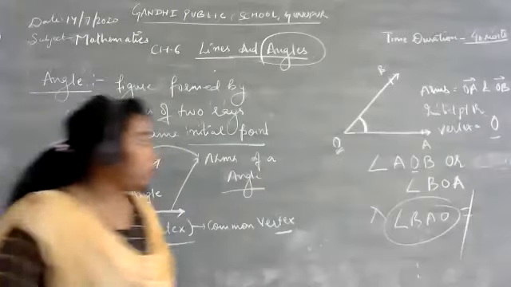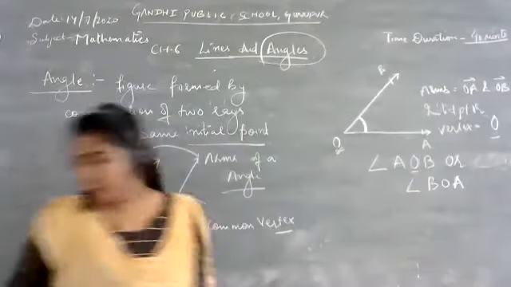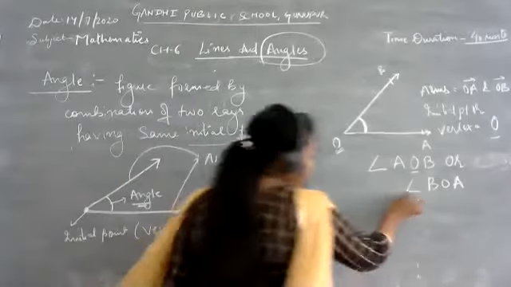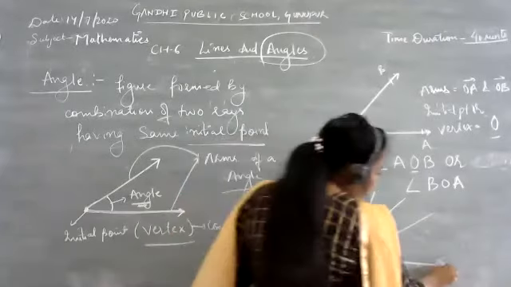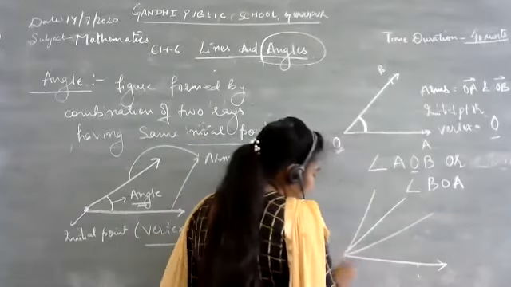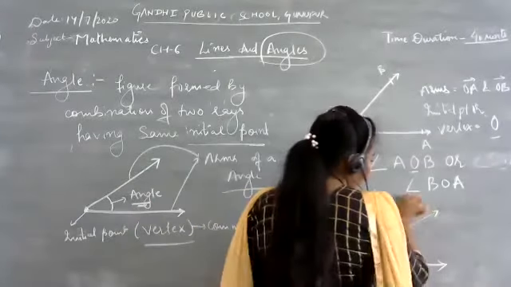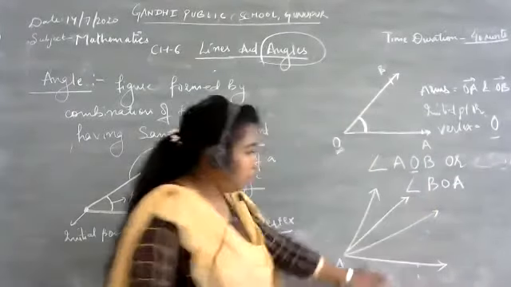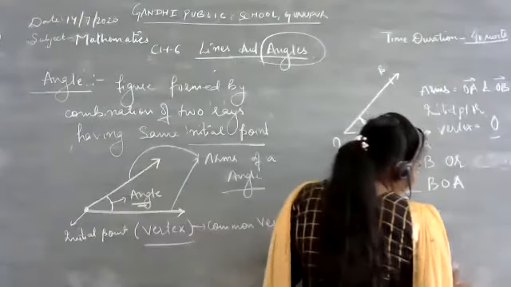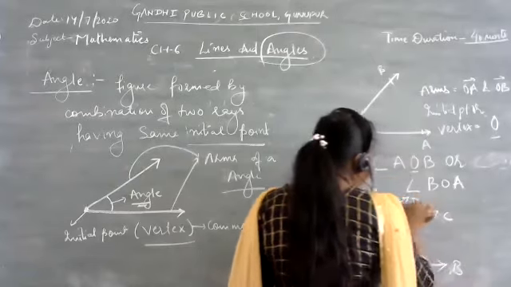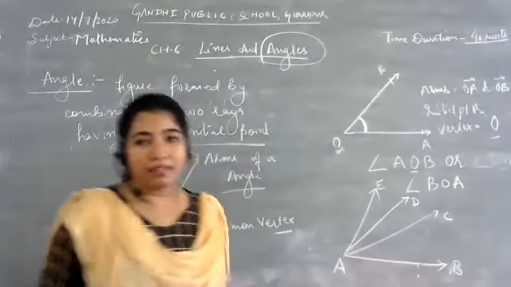One more thing, for your convenience, when there are more angles with the same initial point. For example, the initial point is A, having many rays forming many types of angles, if they are B, C, D, and E. You can get many angles here.